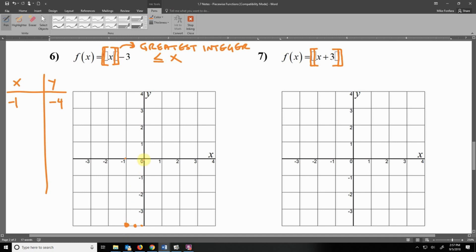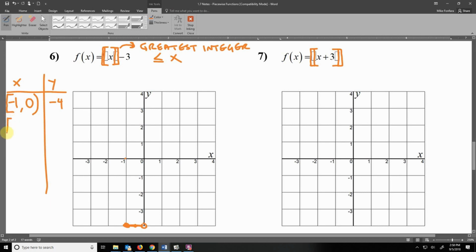Until I put in a number as big as 0, because now the greatest integer less than or equal to 0 is 0. So from -1, inclusive, all the way up to 0, but not including 0, I get an output of -4. So on that domain, my output is -4.